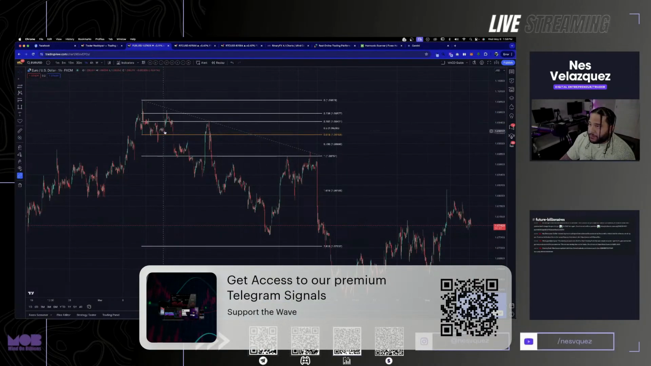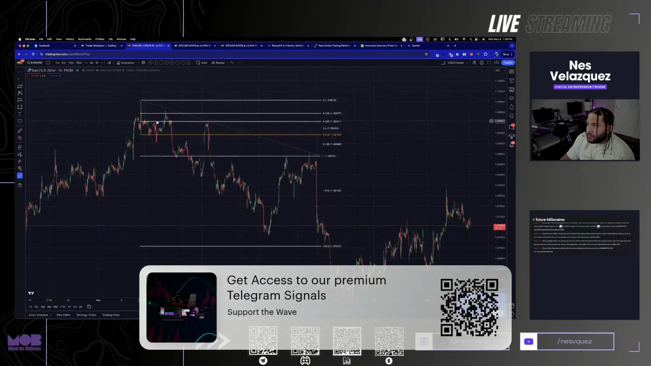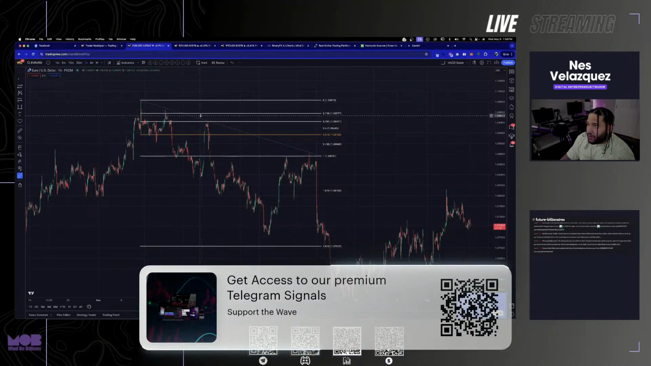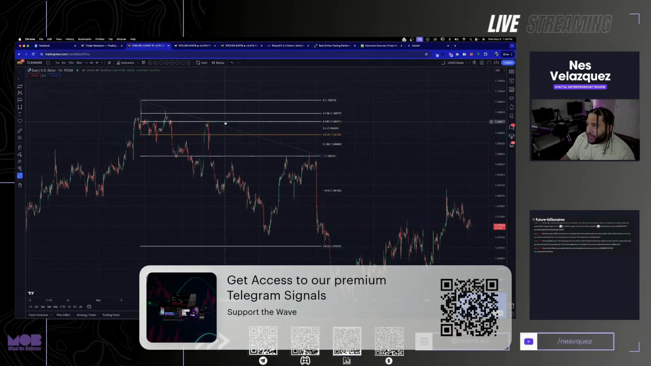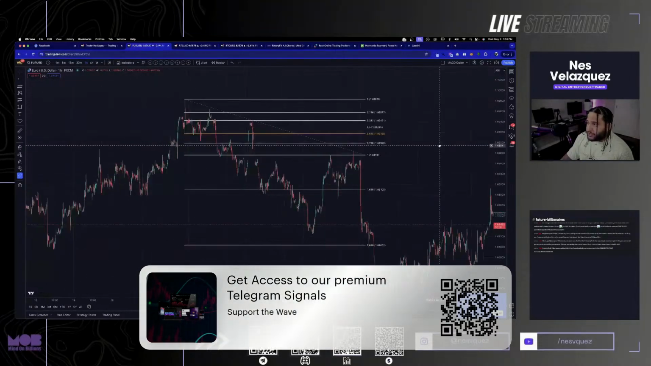All right, look at that. Look at these levels and how it's revealing. 0.382, 0.236 acting as a hard resistance. 0.382 as well. The 50 point, you would have gotten several sells right here. Would have smashed it. Would have absolutely smashed it.